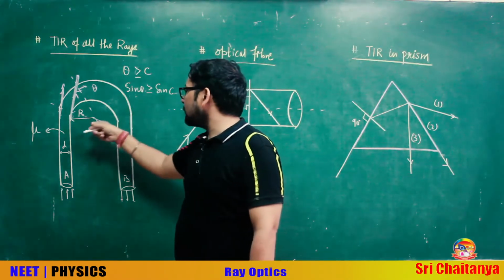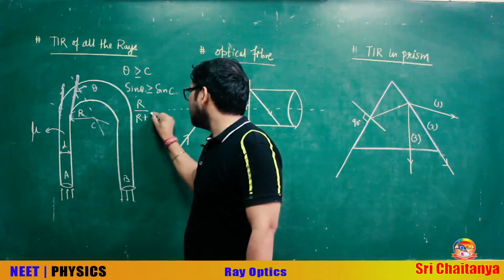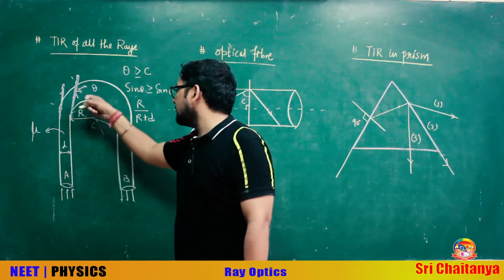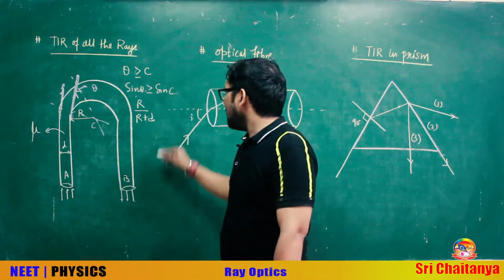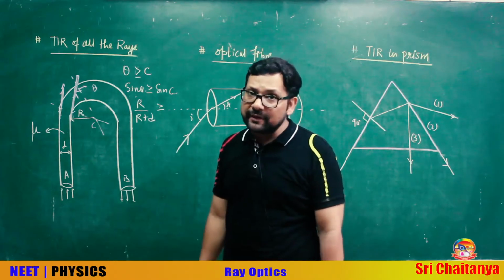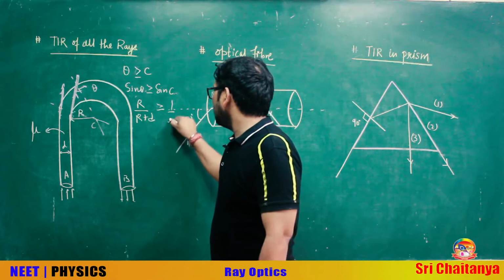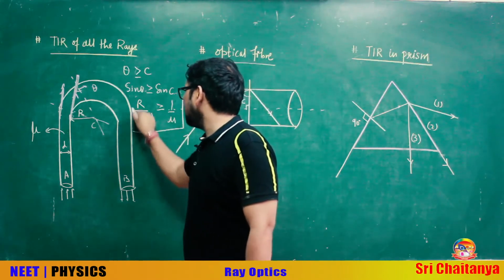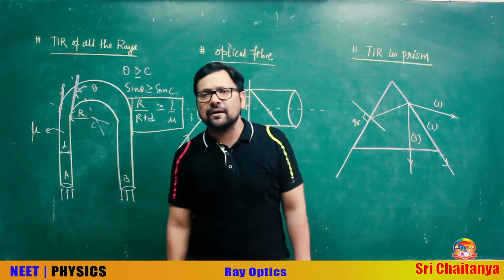And sine theta from this diagram you can see is r upon r plus d. Don't forget the width was d. Assume it to be uniform everywhere. And sine c is 1 by mu, since the rarer medium is not given, which obviously means it's air. This is the condition, and from this condition anything could be asked, either the ratio of d by r or r itself.